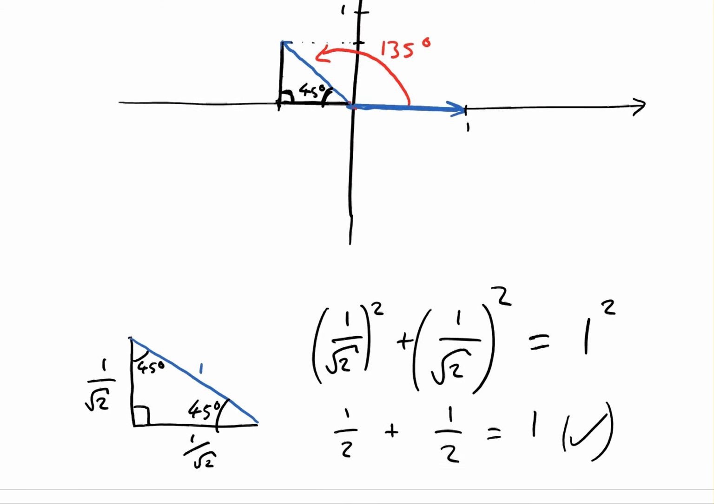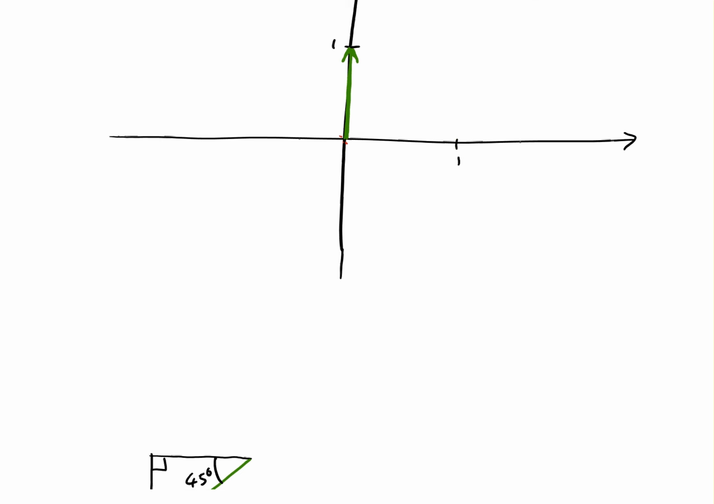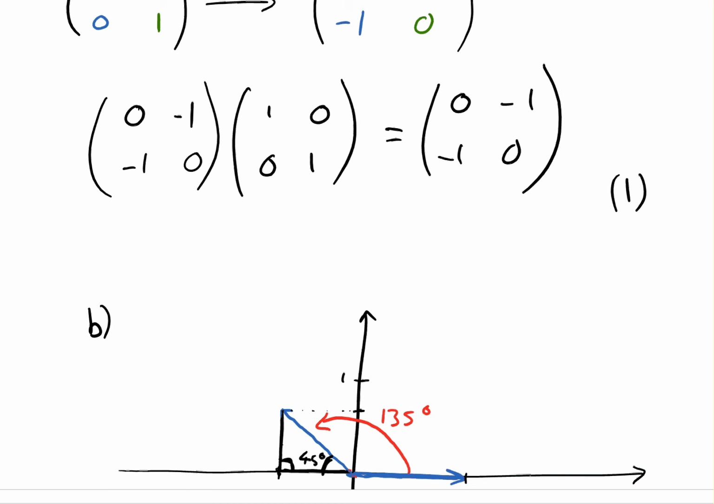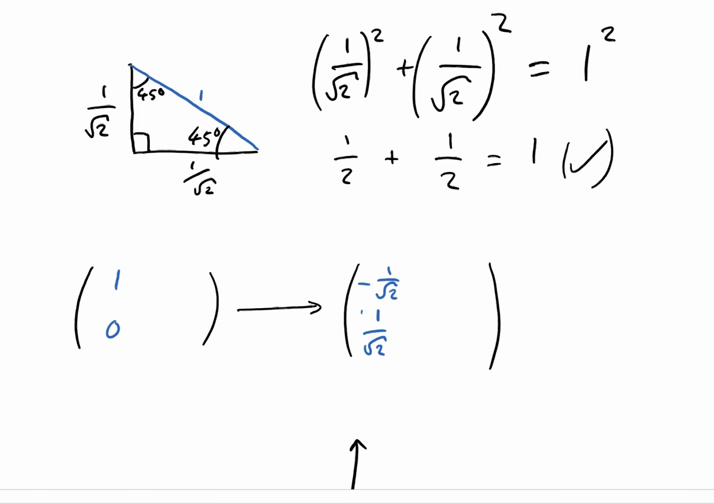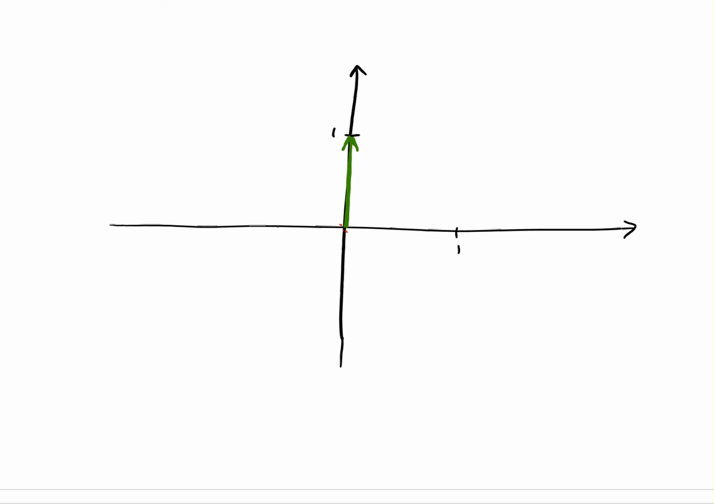Now let's look at the other one, the 0, 1 part of the identity matrix. Again, we're moving through 135 degrees anti-clockwise, so we're still moving in this direction. We're going to end up down here somewhere. There's 135 degrees. Again, we're going to form a little triangle.